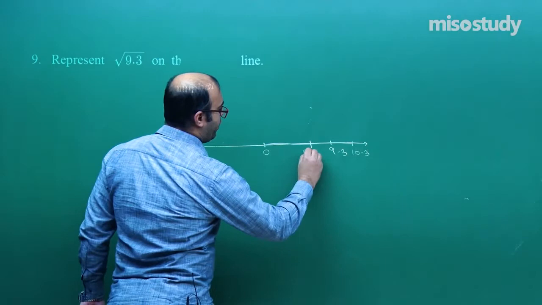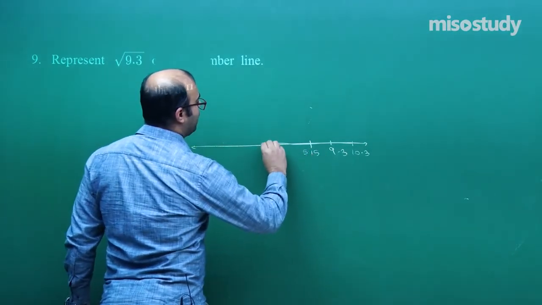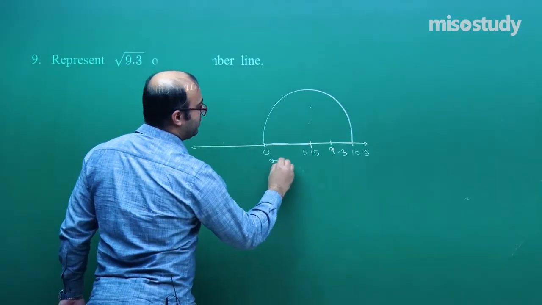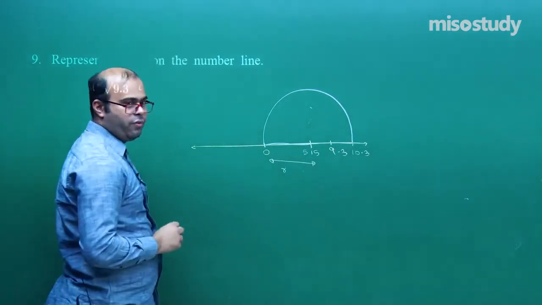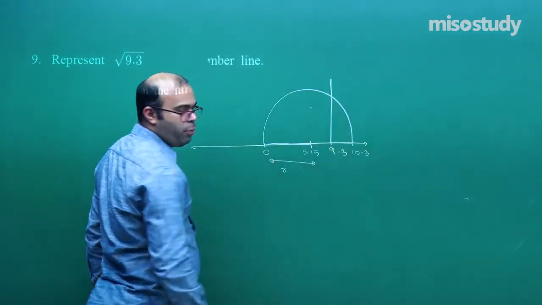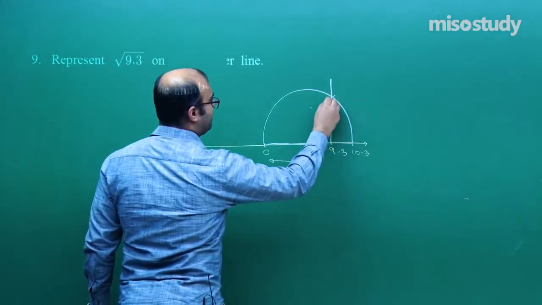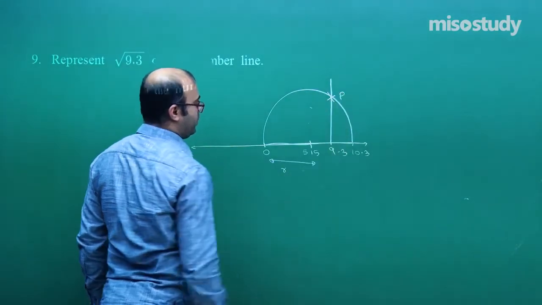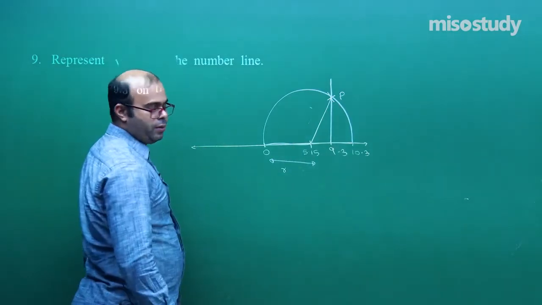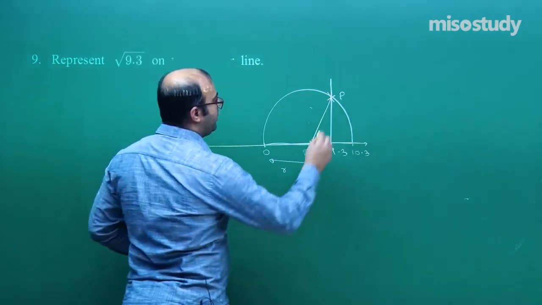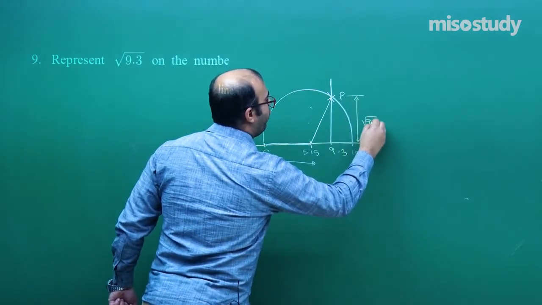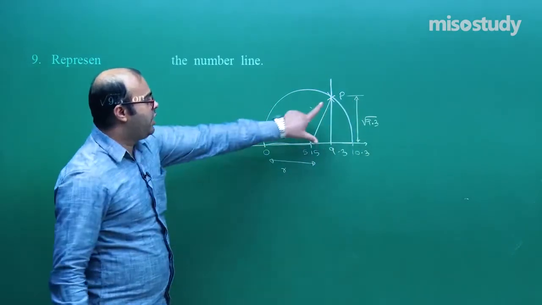So this is 5.15. We make a semicircle with this center, keeping this as the radius, 5.15. Next we take a perpendicular on this line passing through 9.3. This intersects the circle here. This is the point P. Now we join this 5.15 with P. So what we observe is that this length is nothing but root over 9.3, students.